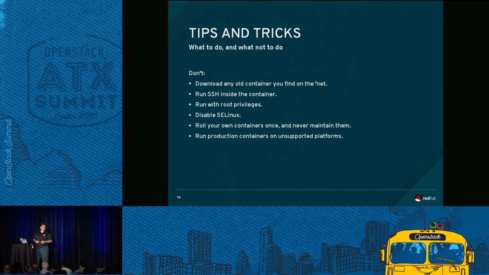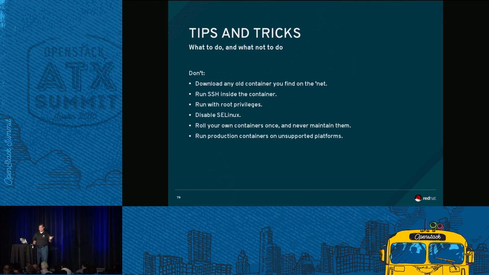Don't run SSH inside of the container. Use the system management tools of the host or, you know, use Git or something like that. Please don't run SSH. Don't run with root privileges unless there's absolutely positively no other option, in which case, find another container or use another piece of software. You shouldn't run with root privileges. Don't disable SE Linux. If you really think you need to disable SE Linux, go watch SE Linux for Mere Mortals and then send me an email, thomas@redhat.com.